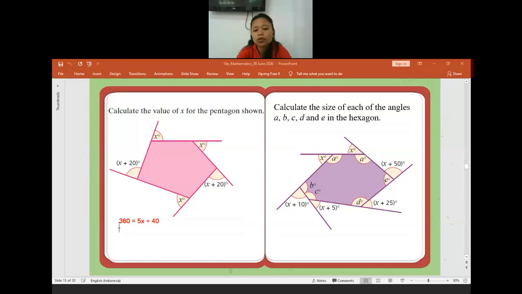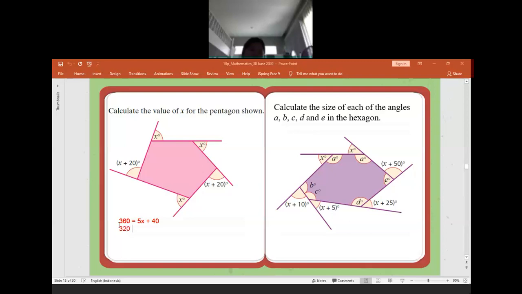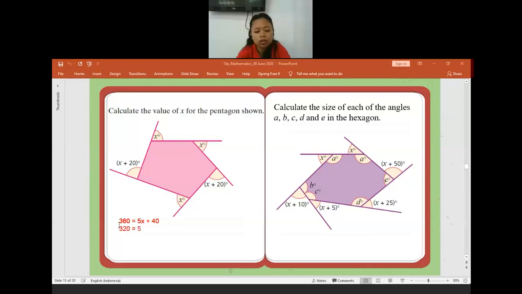It will be equal to 360 minus 40, which I write as 220. So x will be equal to 64. Is there anyone confused? No. Okay, so if we only have to find the value of x, it is finished.